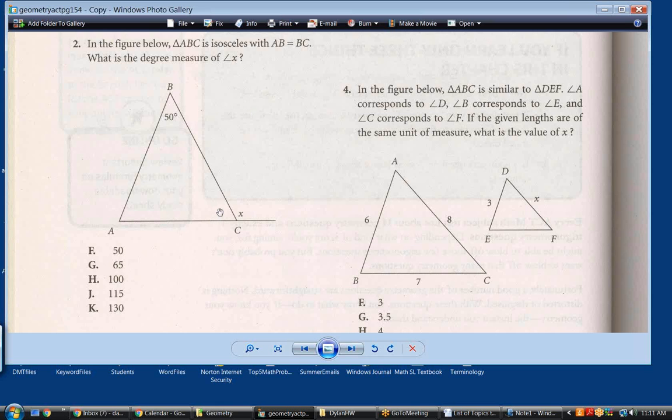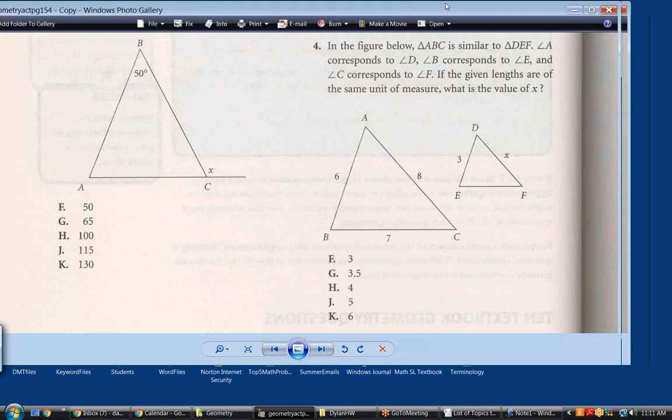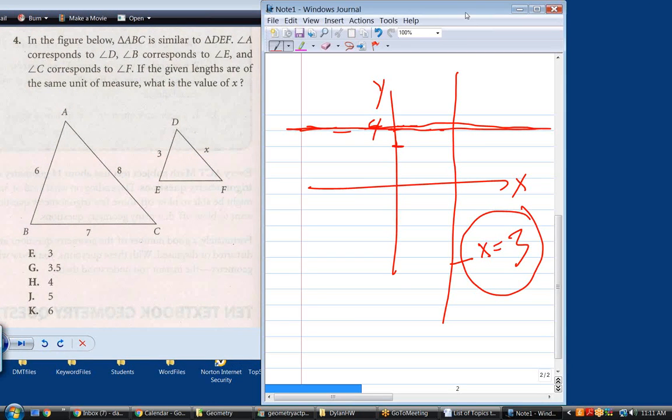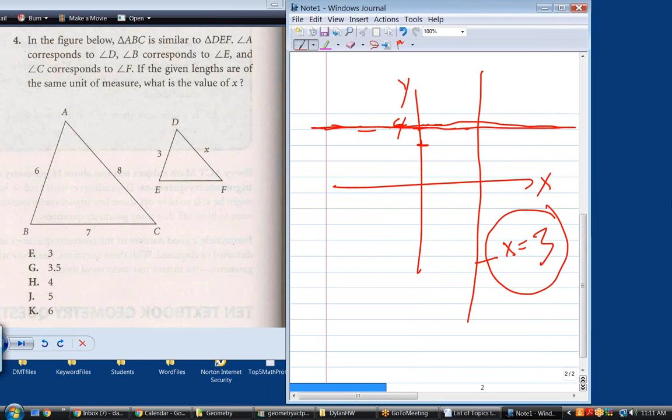Notice that we have this angle now we know is 65 degrees. So how do we get that? We do 180 minus 65. That's 115. Okay, let's look at number 4. Hold on, let me get my, in case I need to do any drawing here. May or may not need to.